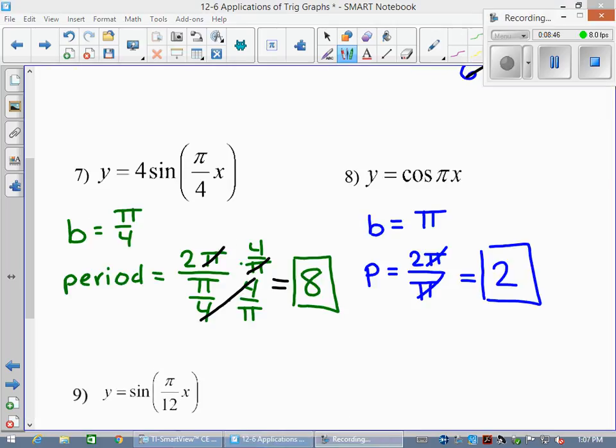So if we just take a second to check our work for 7 and 8, and to find my period, I'm doing 2 pi over that b value. And then my other 4 down.